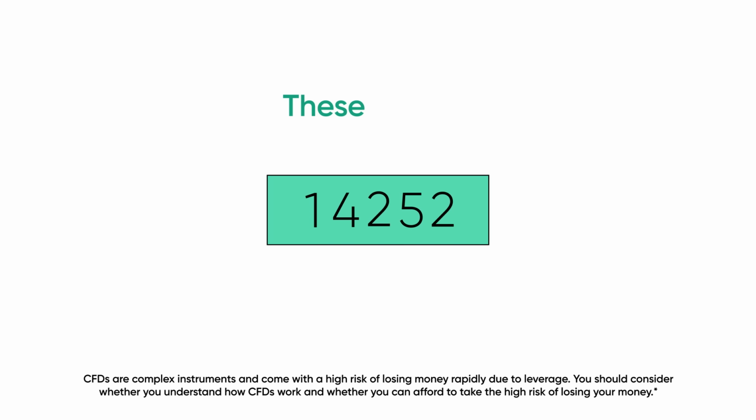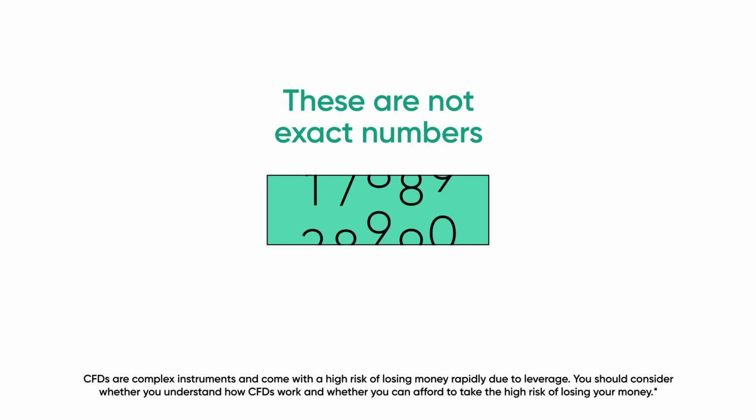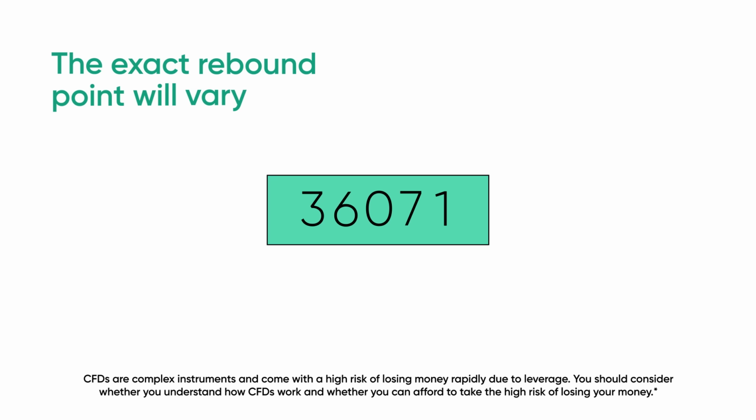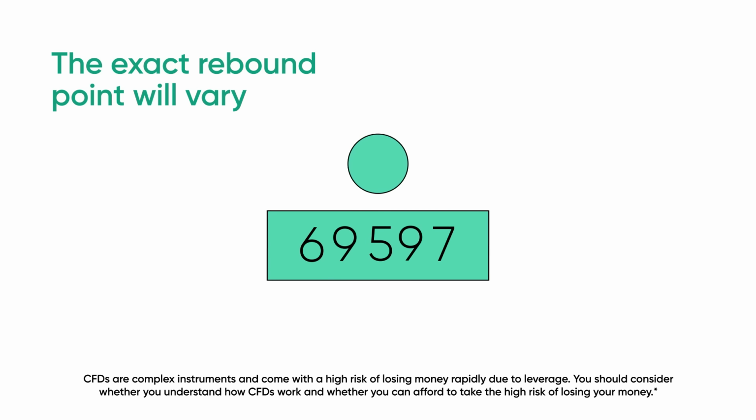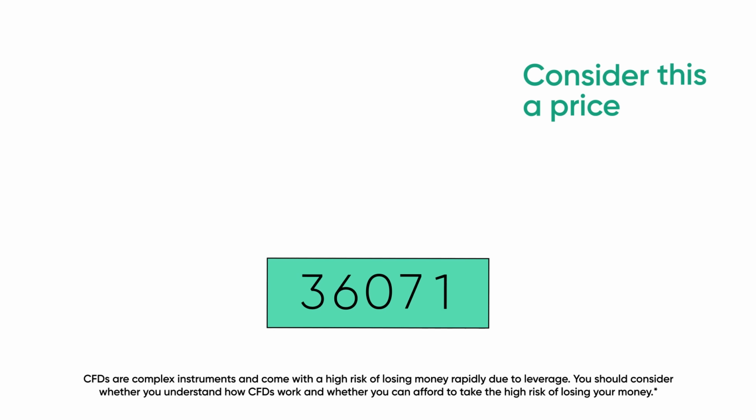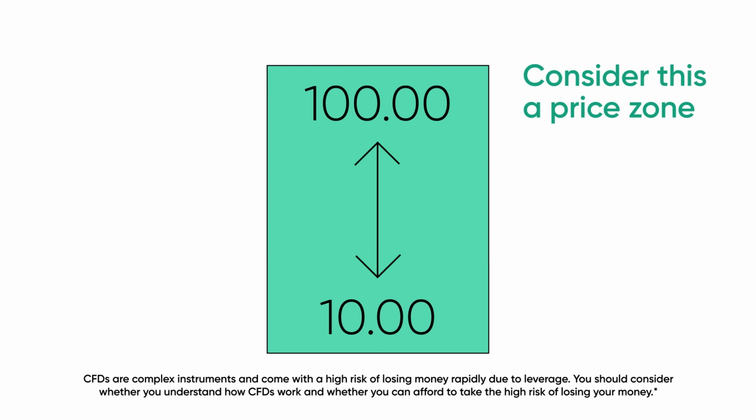Always remember though, support and resistance levels are not exact numbers. The market is unlikely to hit the same price level repeatedly before rebounding. As such, it is better to consider them as price zones.